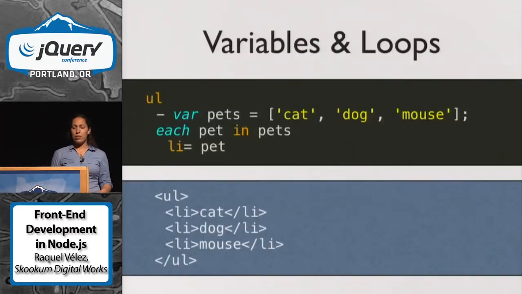So variables and loops. You'll see here I've got a variable called pets, right? So I've got a cat, a dog, a mouse, great. And then for each pet in this variable pets, give me an LI and put it in there. So you'll see on the top, that's the Jade language. And then on the output, you have just straight up HTML.